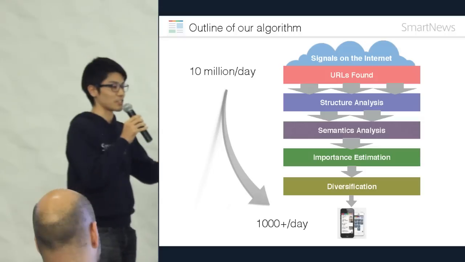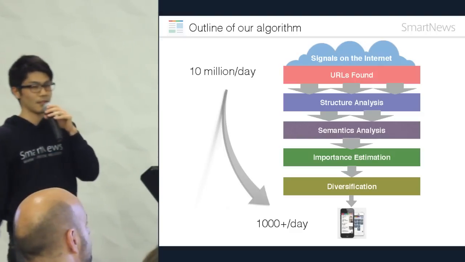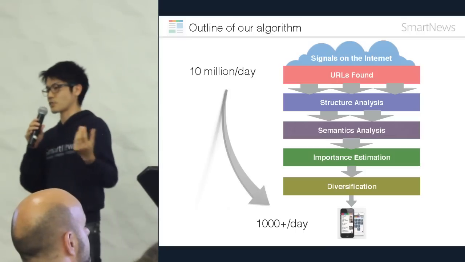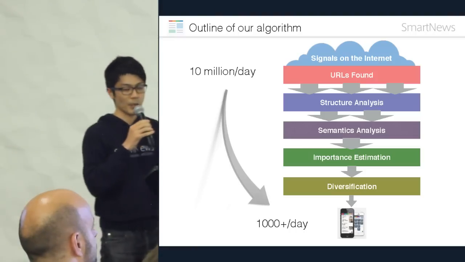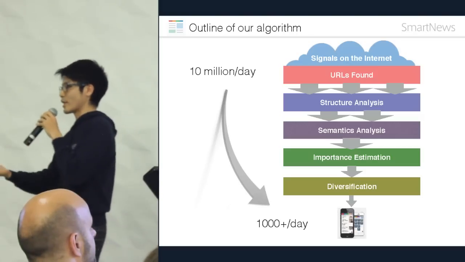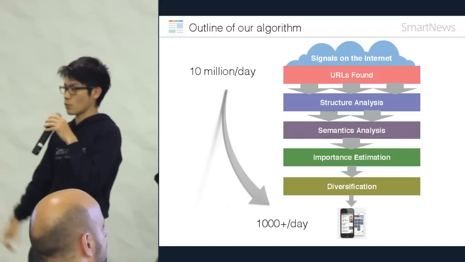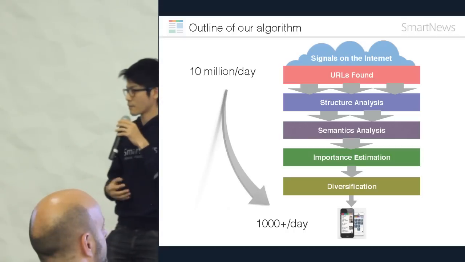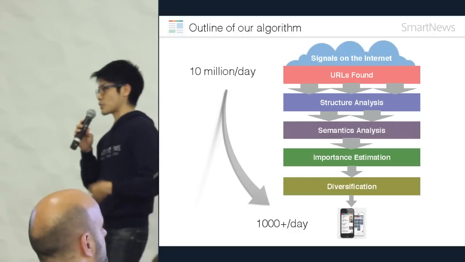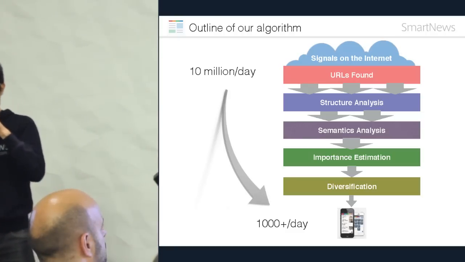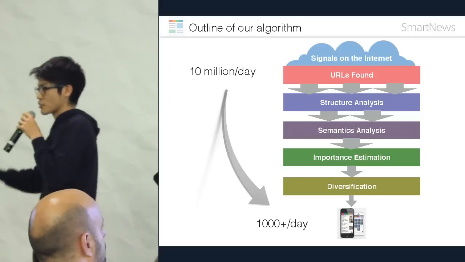So this is the outline of our algorithm for discovery. First, a URL is found from internet signals, and the HTML structure is analyzed. For example, the main text is extracted, or the image is extracted, the title is extracted. And after that, semantics is analyzed. For example, what category the article has, or what topic, what subject the article has, or what types of image the article has. It's not semantics, but we do image analysis also. And after that, by using the signals from the internet and semantics, we calculate the importance score of each article for each category for each country.